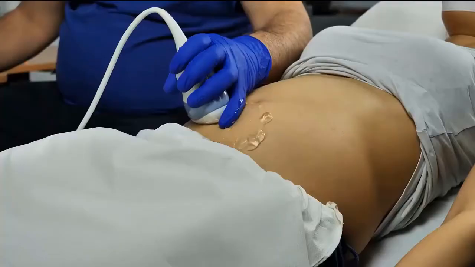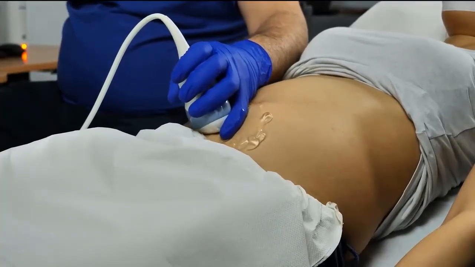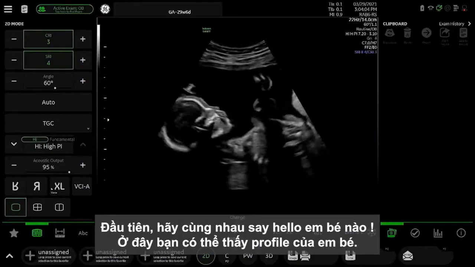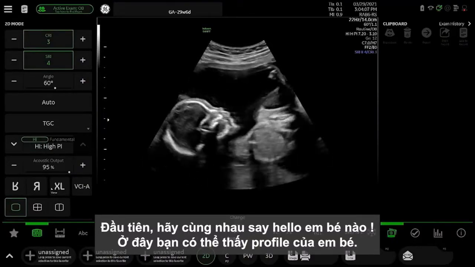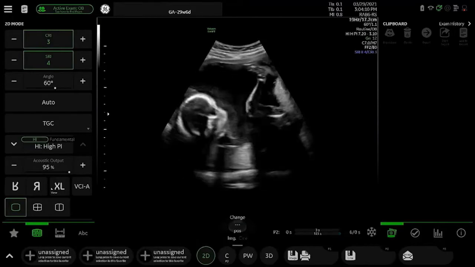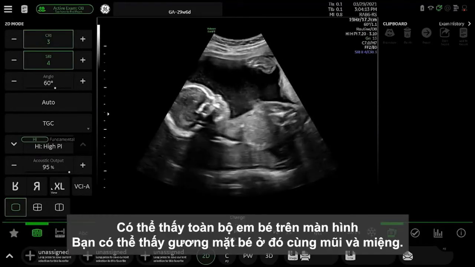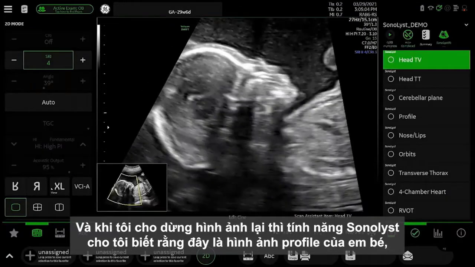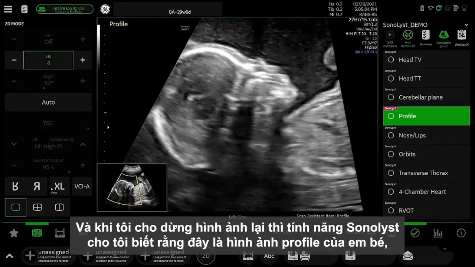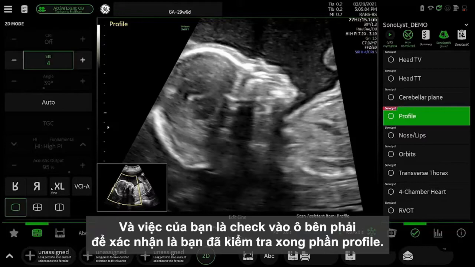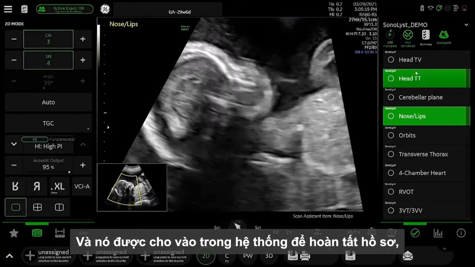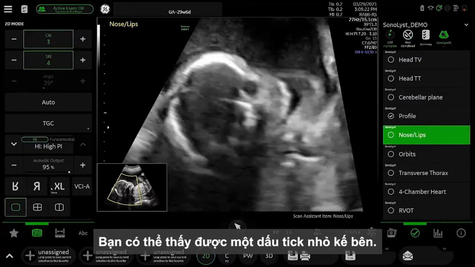Okay, so here's the baby. And let's say hello first of all. So here you can see the profile of the baby. Can you see that there? You can see how you almost see the whole baby on that screen. Can you see the face there, the nose and the lips? And when I freeze that image, what it tells me is this is a profile of the baby. Can you see that? And it's highlighted at that little switch there, so I can then confirm that that's the profile, and that's then gone into the system as completed. So it's got a little tick mark next to it.